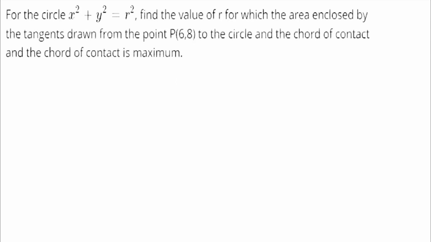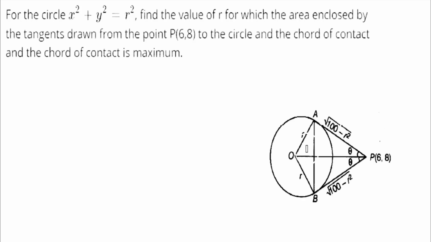As per the given situation, I'm drawing the diagram. So this is the diagram as per the given equation. This is center O, this is A, this is B, this is P. AP and BP are the tangents. AB is the chord of contact. And we have drawn OA is equal to r, OB is equal to r. And I have assumed this angle as theta.